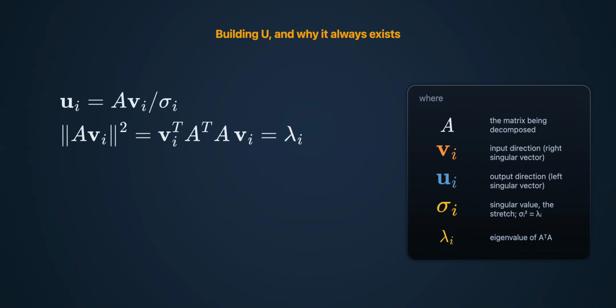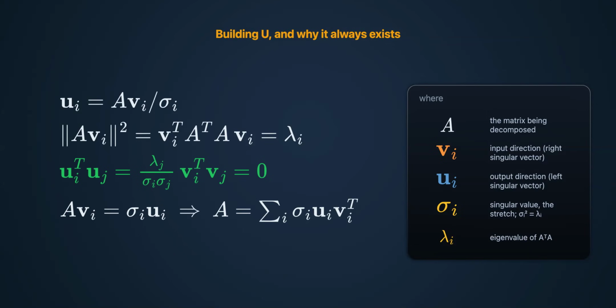Check the length. AV dotted with itself is V transpose A transpose AV, which is lambda. So AV has length exactly sigma, which makes each U a unit vector. Between two different U's, the same move gives 0, because the V's are perpendicular. So the U's are orthonormal and U is a rotation. For free. By construction, A sends each V to sigma U, and since the V's are a full basis, that pins down what A does to every vector, which is exactly U sigma V transpose.